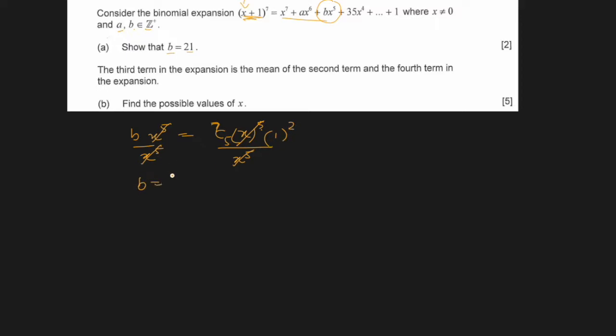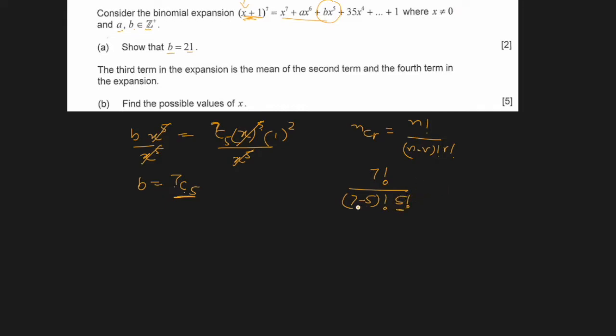So b becomes 7c5, and we have to evaluate 7c5. Let me evaluate it here. So we know nCr is n factorial over n minus r factorial and then r factorial. So n in this case, the bigger exponent, is 7. So it will be 7 factorial over n minus r. It is 7c5. So 7 minus 5 factorial and then 5 factorial.